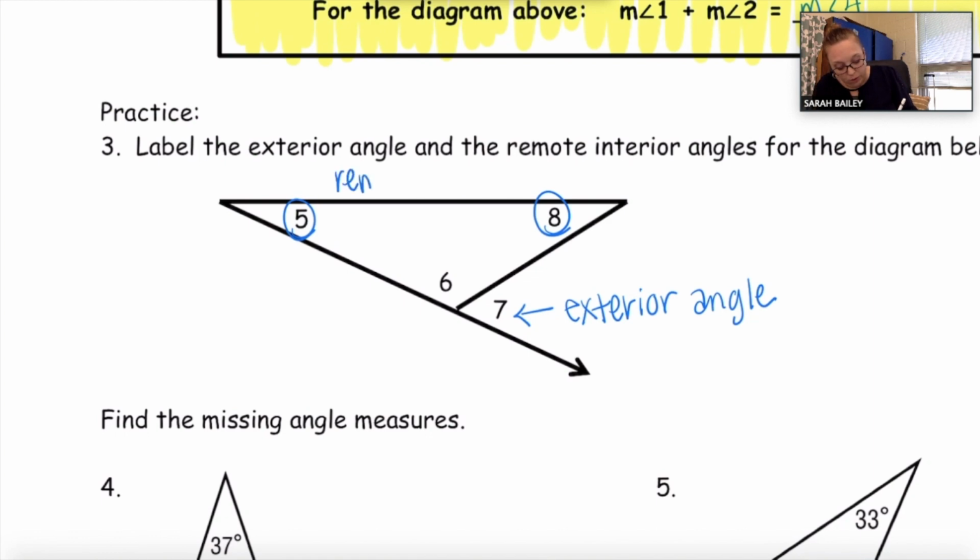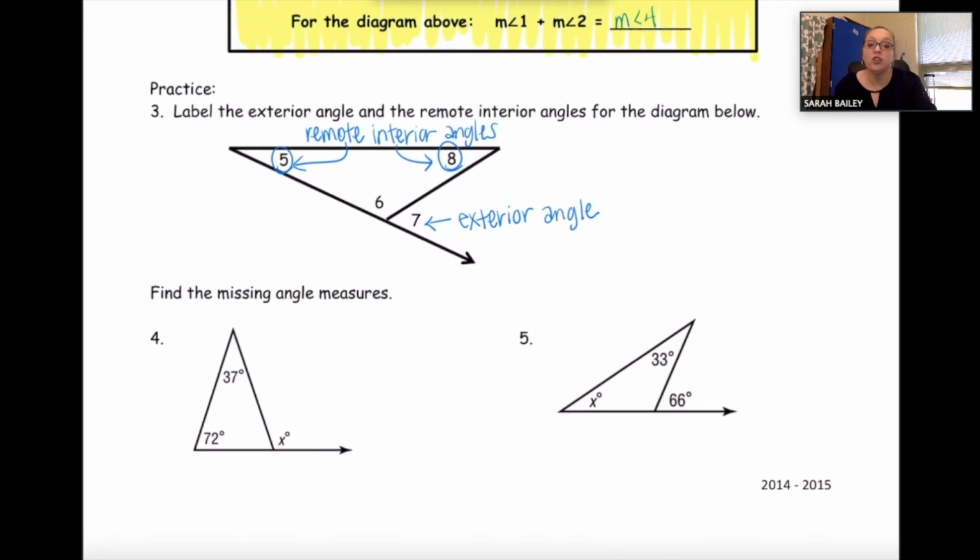So I'm going to write remote interior angles. And I'm going to point to those two, 5 and 8. 6 is just an interior angle, or you could call 6 and 7 adjacent angles, but that doesn't really help us in that. So based on that information about the exterior angle theorem, I want you to try problems 4 and 5 right now. So pause the video and see if you can find the missing angle measure.